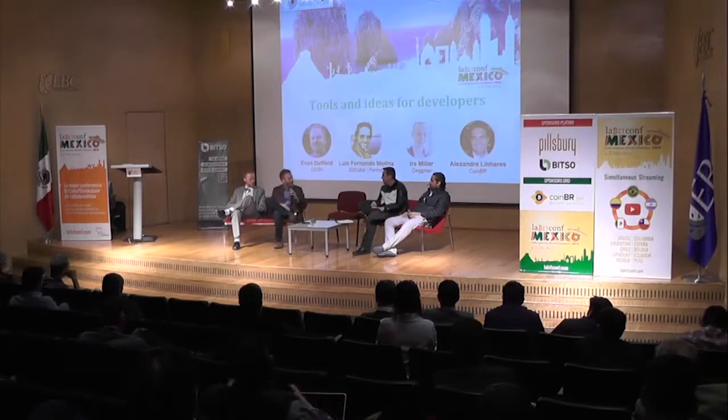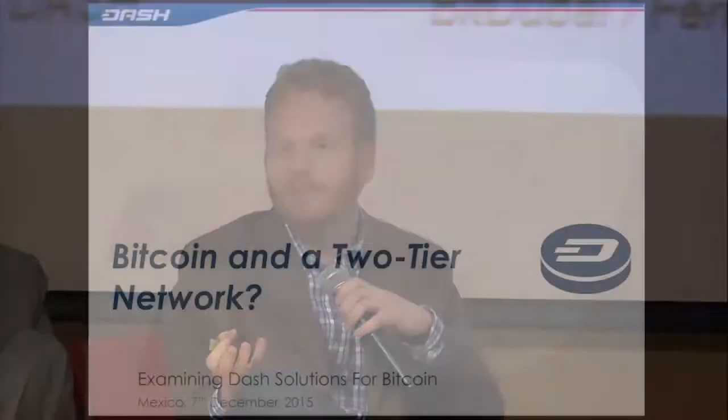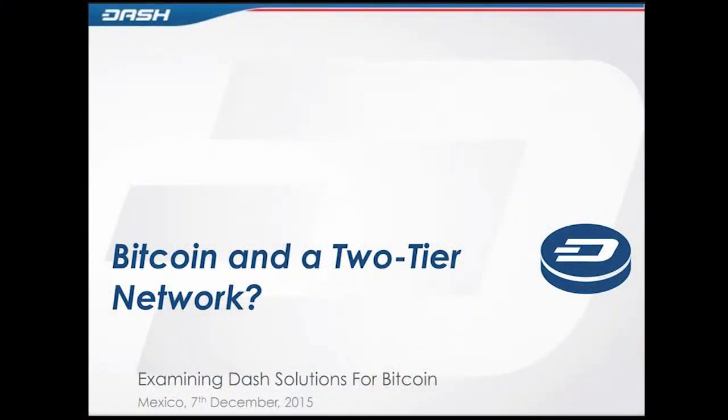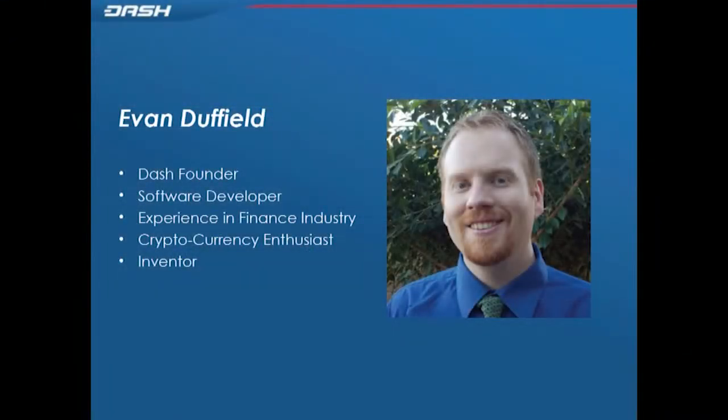Very interesting concept. It's mind-boggling how much is actually going on in the Bitcoin ecosystem. It's actually hard to keep track of. So I'm going to be talking about Bitcoin in a two-tier network. I'm Evan Duffield. I'm a software engineer. I've been programming since I was 15. And as a little bit of background, I'm really interested in finance, economics, machine learning, and these types of things. So when I got into Bitcoin, it was just fascinating.